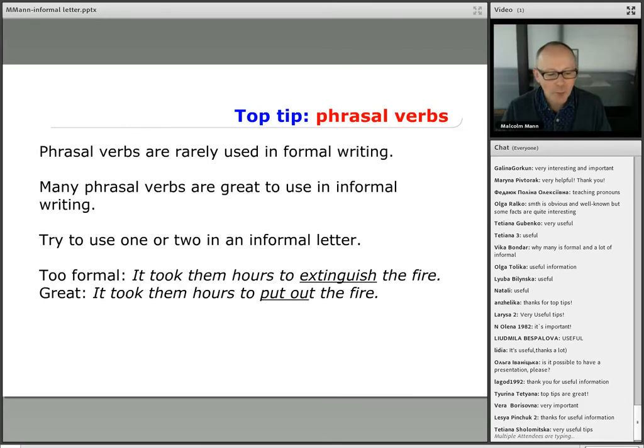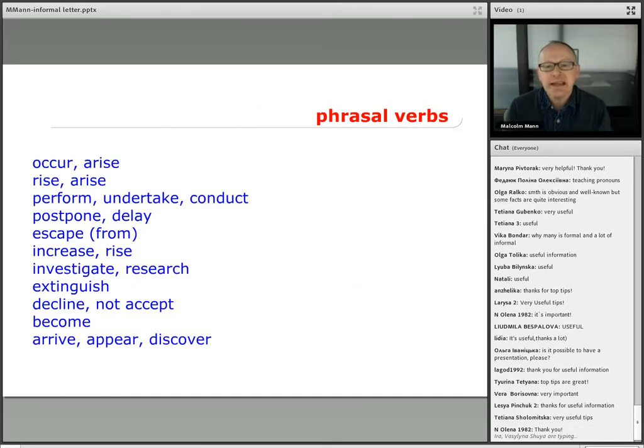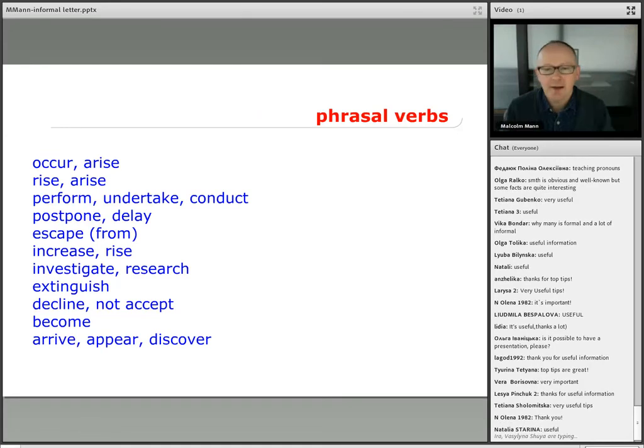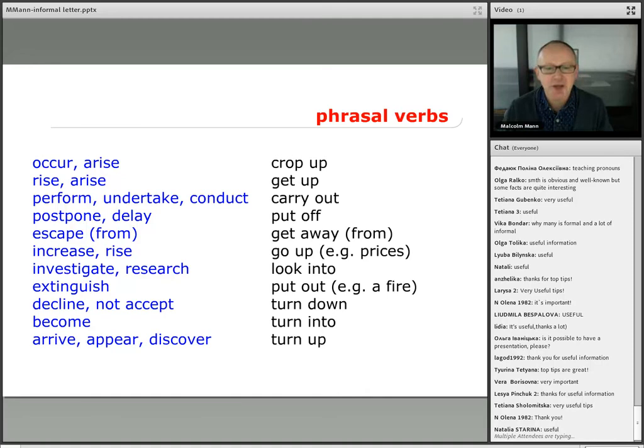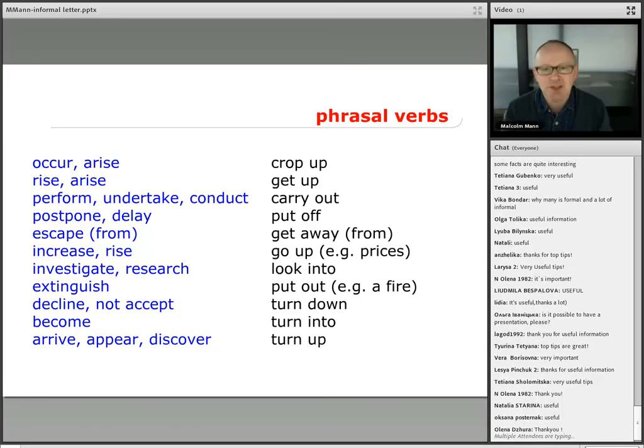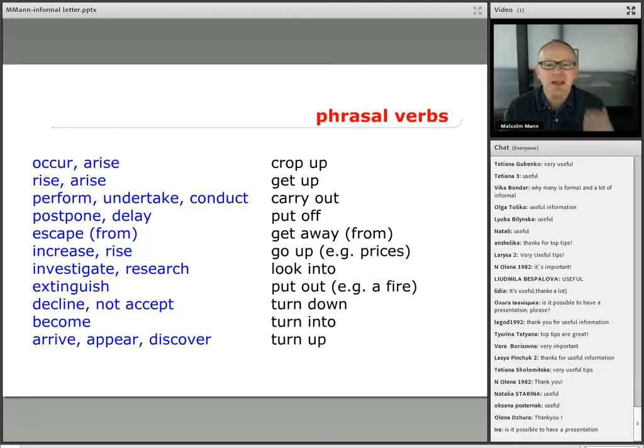And so when we're teaching phrasal verbs, we need to be teaching that actually the verbs on the left are usually formal. They're perfect for essays. But in things like informal letters and articles, much better to use the equivalent phrasal verb. So try to use, is the top tip to the students, 1 or 2 phrasal verbs in each informal letter.